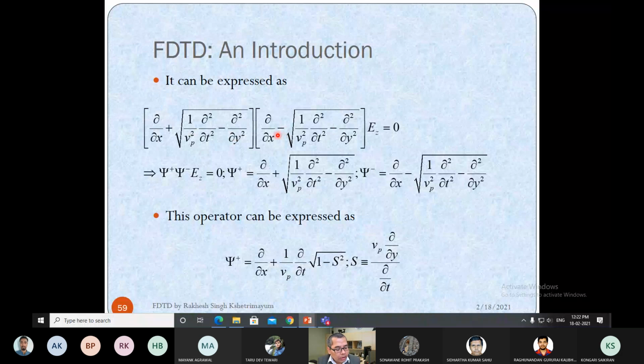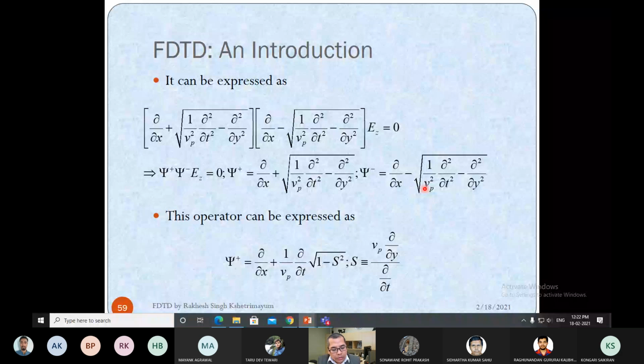Now this operator here I will call psi plus, and this operator here I will call psi minus. Then I can write this wave equation in a very compact form: psi plus psi minus Ez is equal to 0, where psi plus is del by del x plus the square root of 1 by v phase square del square by del t square minus del square by del y square. Psi plus is this, psi minus is this.